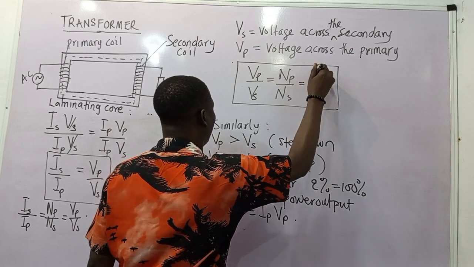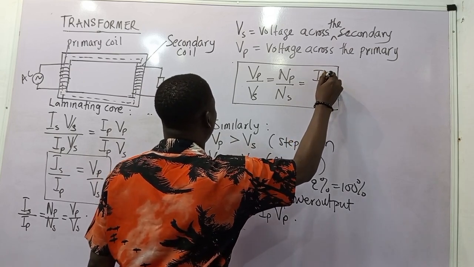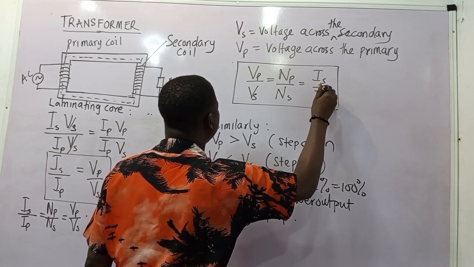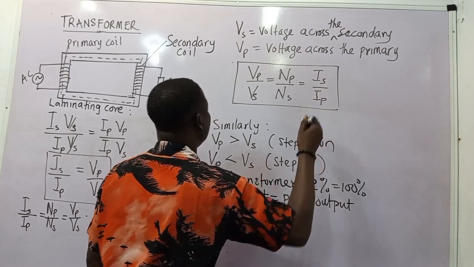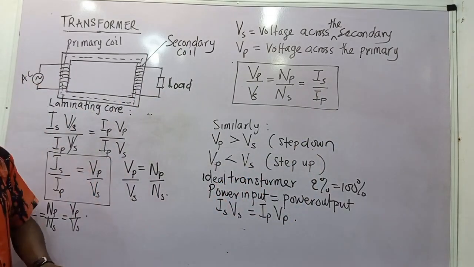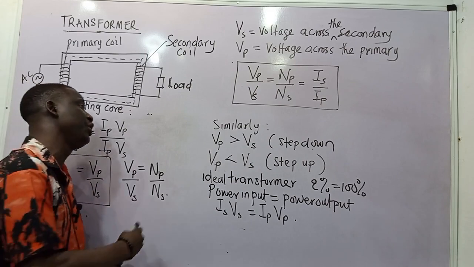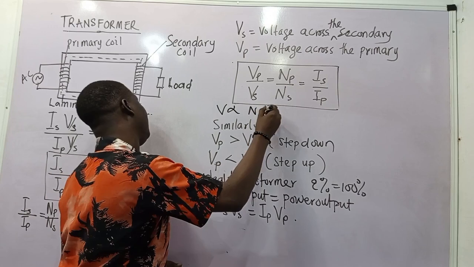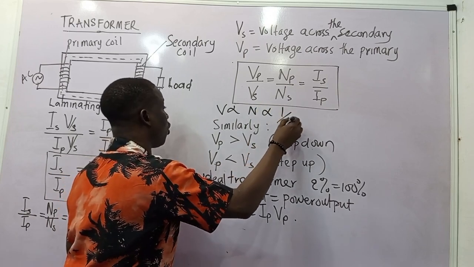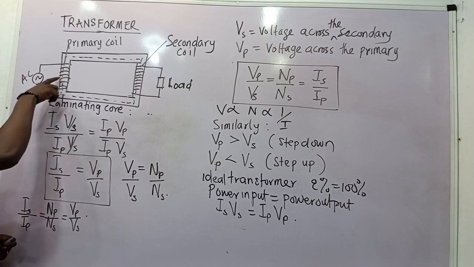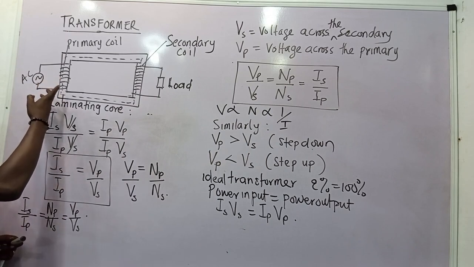Another thing you must note here is that the current is inversely proportional to the voltage. Let's say V is directly proportional to N and inversely proportional to current. So that means the side with the higher number of turns will have a lesser current induced.